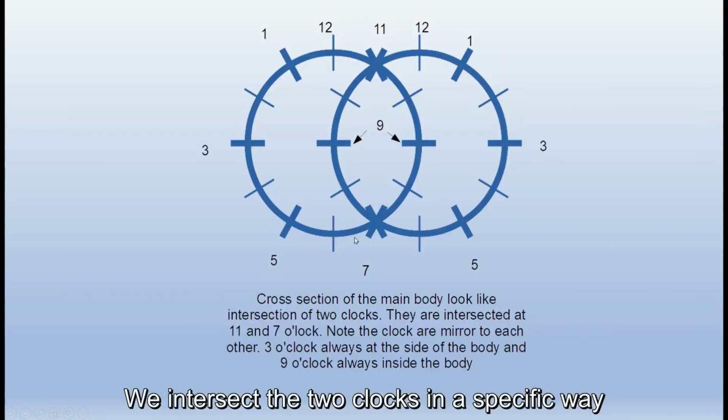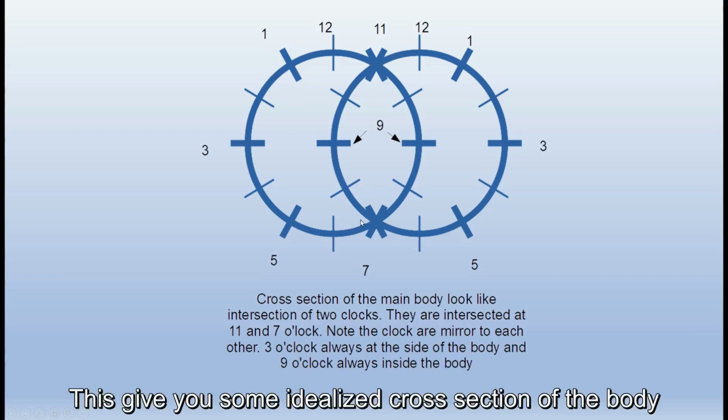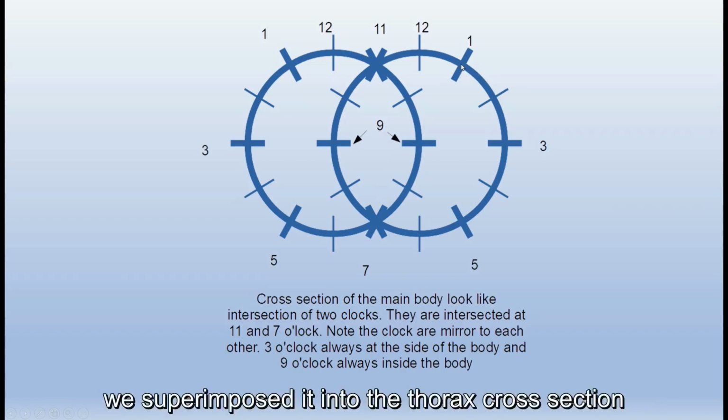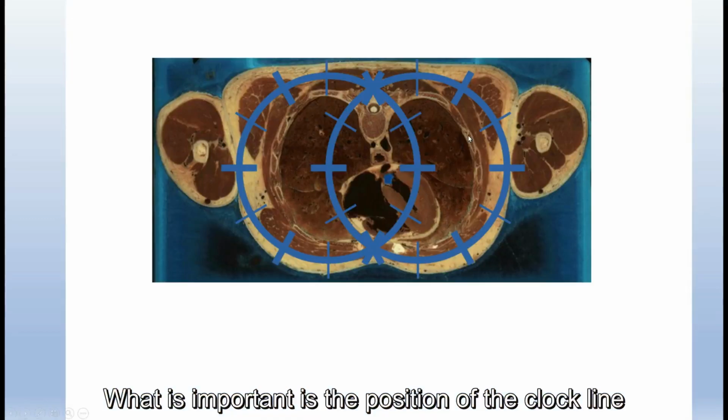Now, we intersect the two clocks in a specific way. As you can see, the intersection is at 11 o'clock at the top and 7 o'clock at the bottom. This gives you some idealized cross-section of the body. Now, we superimpose it onto the thorax cross-section. As you can see, it fits well into the picture. What is important is the position of the clock lines.